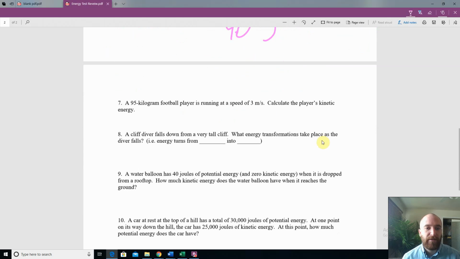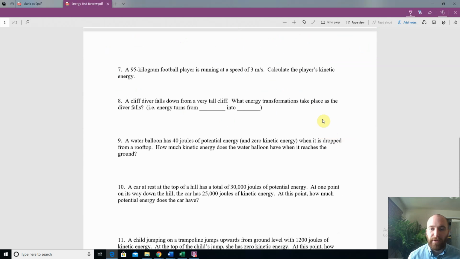7. A 95 kilogram football player is running at a speed of 3 meters per second. Calculate the player's kinetic energy. And again, we have an equation for that. It's 1/2 mv squared. 1/2, the mass is 95.